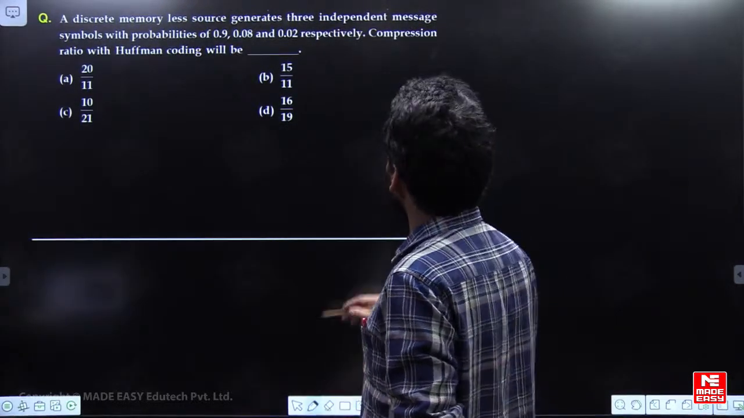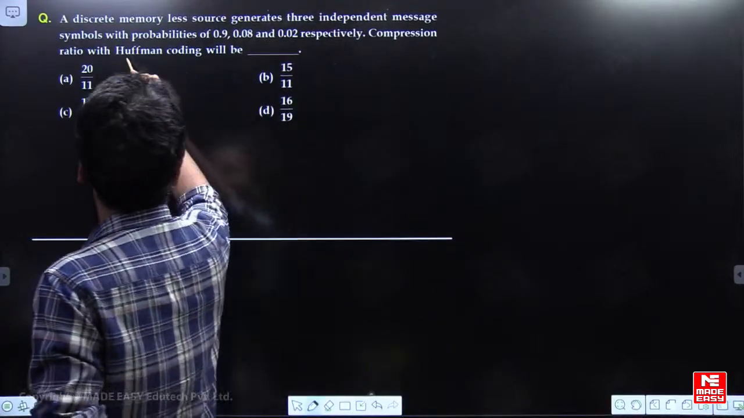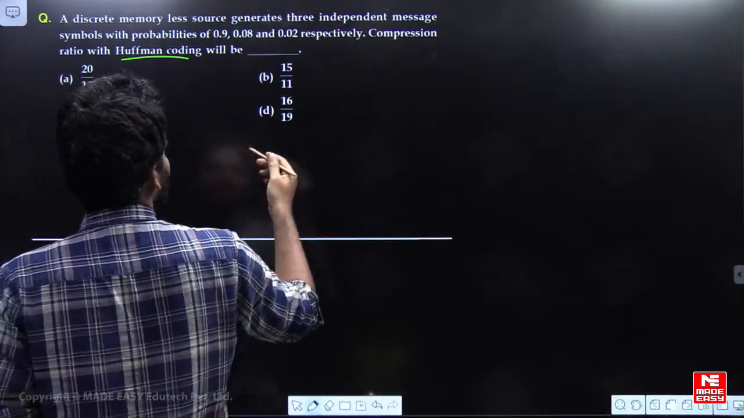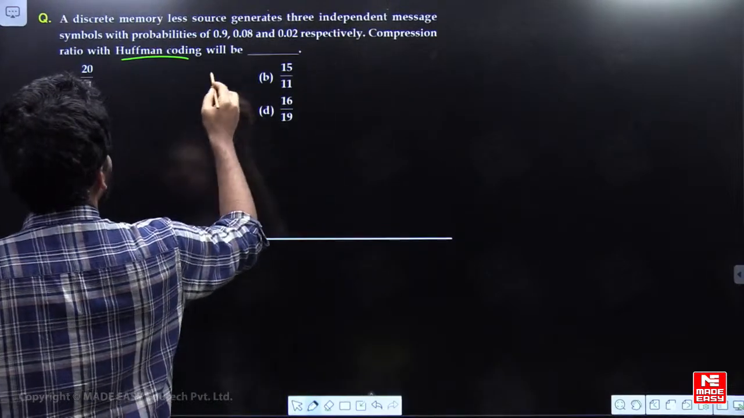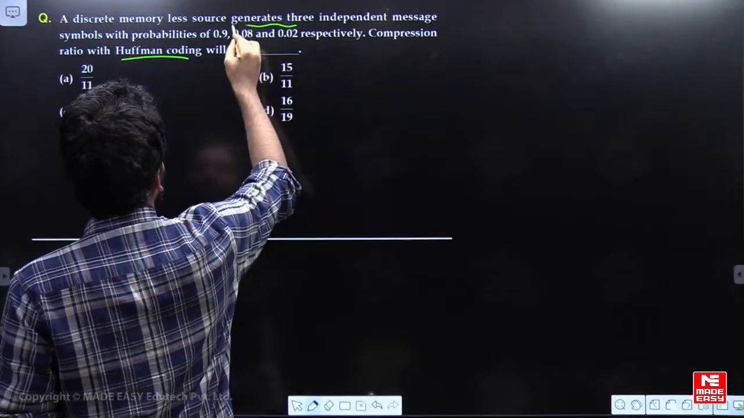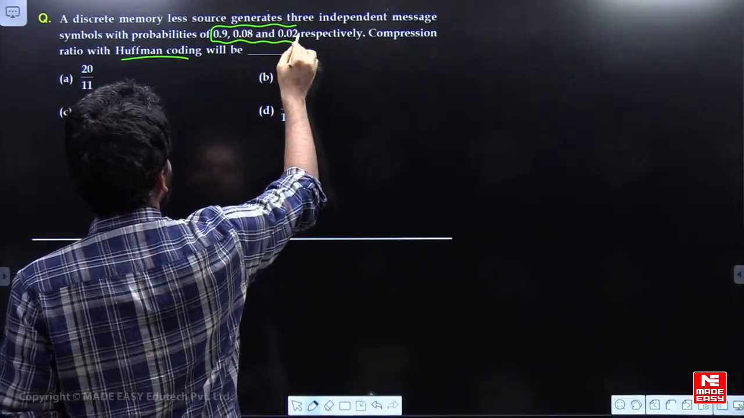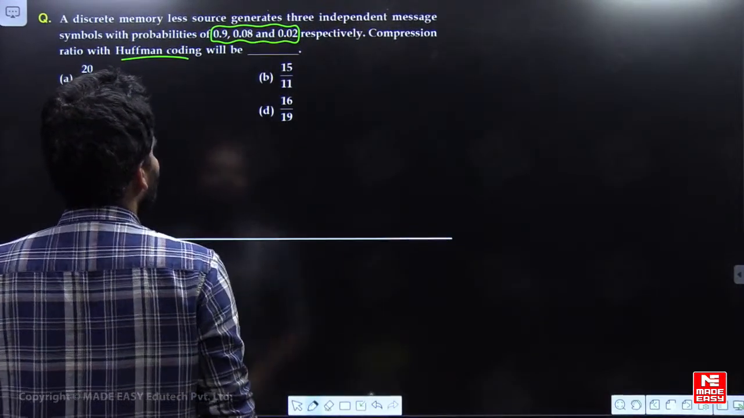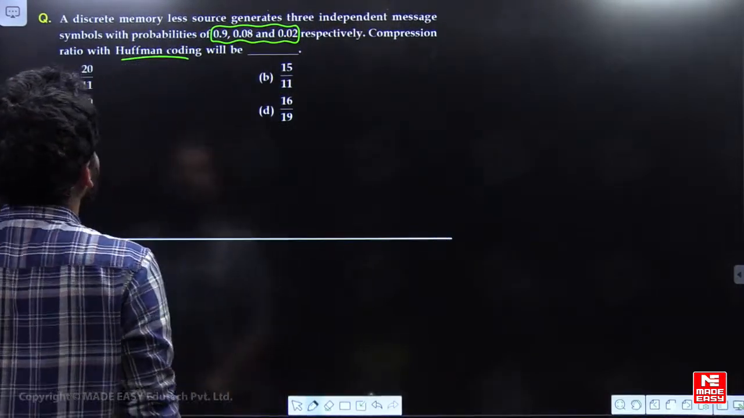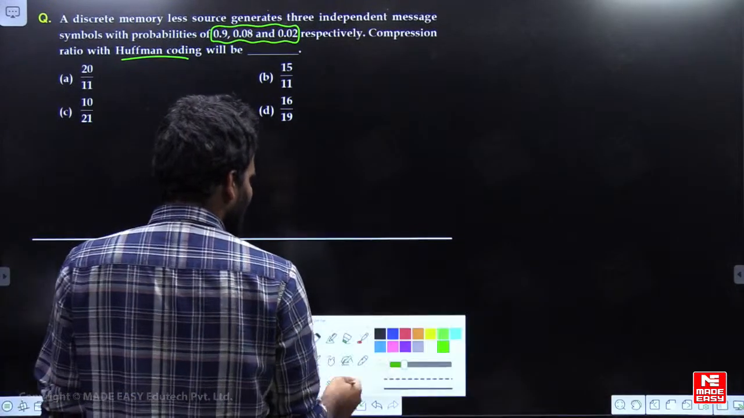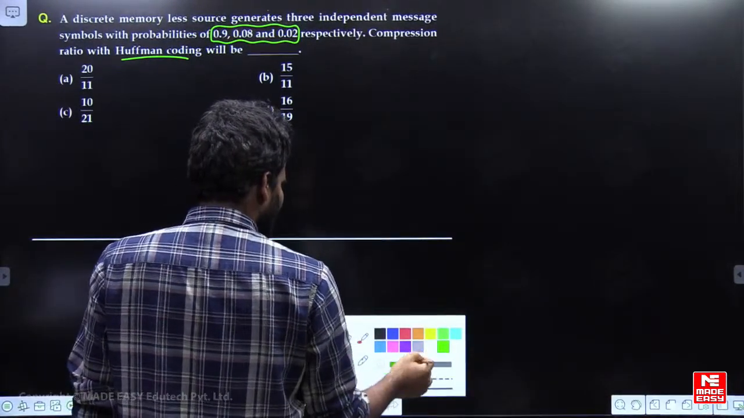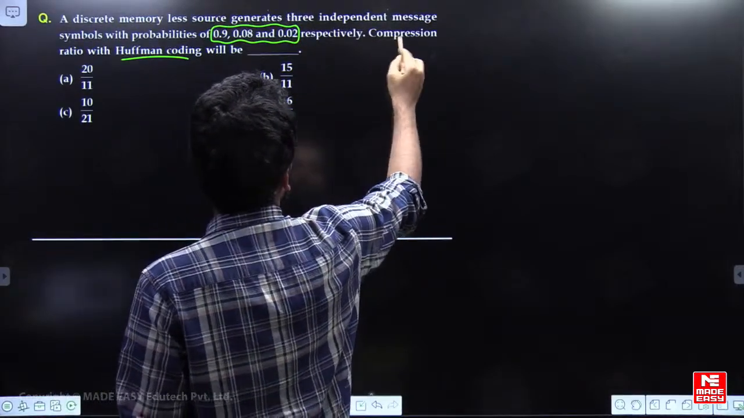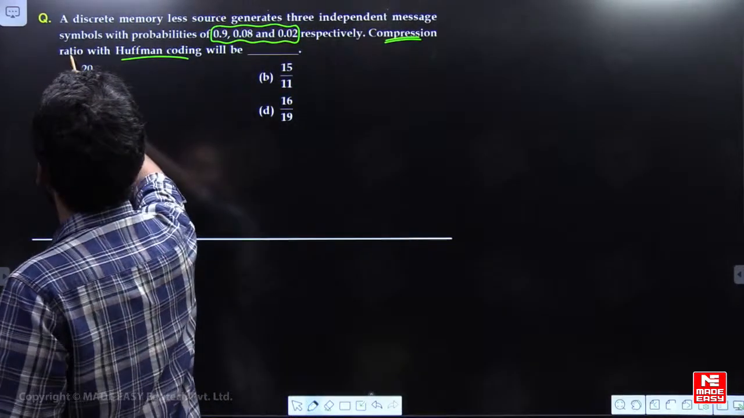So this question is about Huffman coding. A discrete memoryless source generates 3 independent message symbols with given probabilities. A source here is generating 3 possible symbols and the corresponding probabilities are given, and we have to find out the compression ratio with Huffman coding. So I want to introduce this parameter, compression ratio.